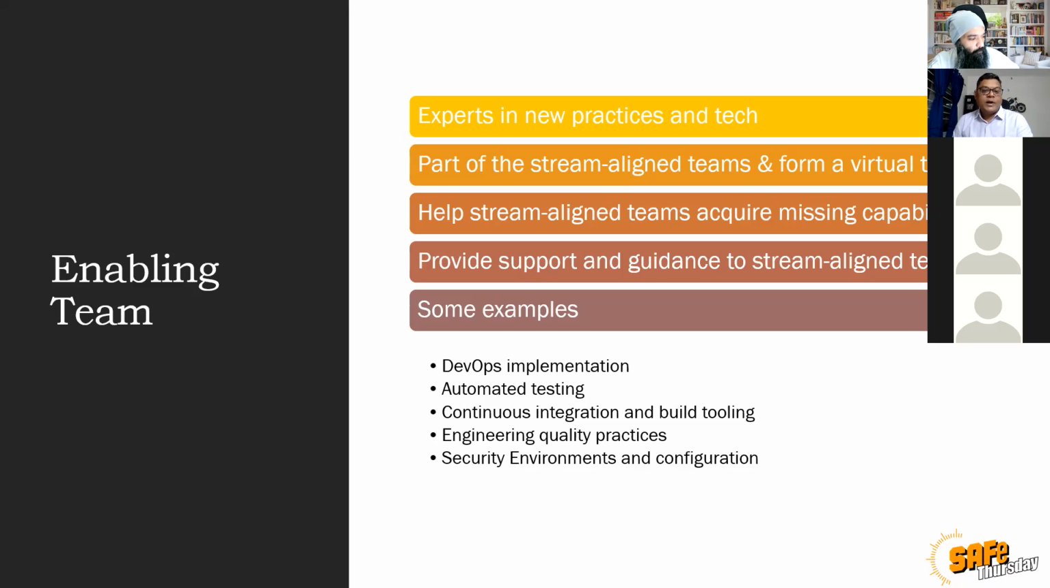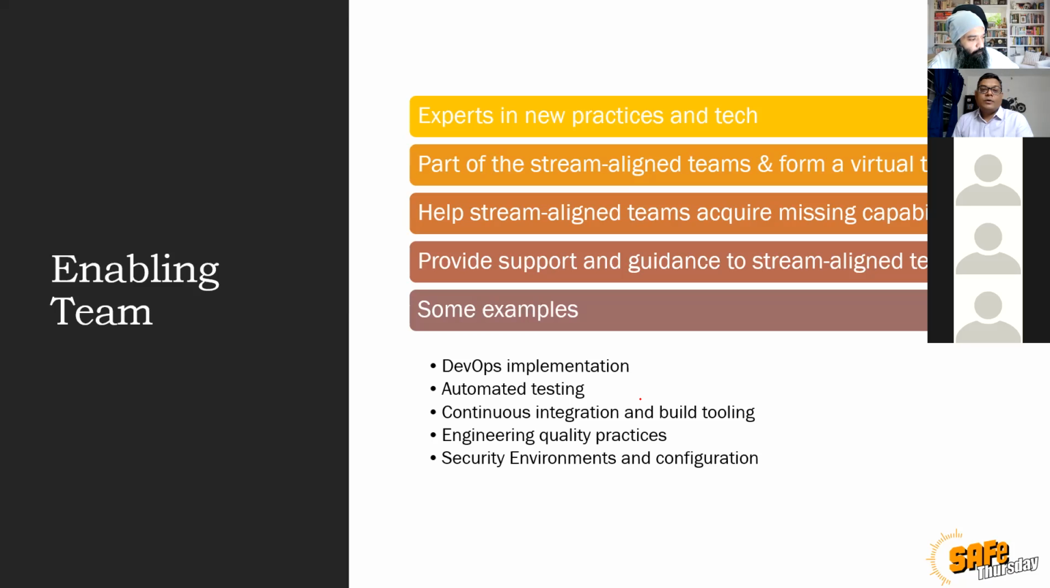Okay. So they help stream aligned teams acquire missing capabilities, get hands-on knowledge on new technologies. They provide support and guidance to stream aligned teams. There are some examples. Suddenly we said, okay, hey, we need to have a DevOps implementation. There has to be a CI/CD pipeline. Now, not every Agile team has experts who are capable of setting up the CI/CD pipeline. Maybe we form a small DevOps team, an enabling team, and probably they can take a session once or twice in a week so that everybody gets up to speed with how to set up the entire CI/CD pipeline.